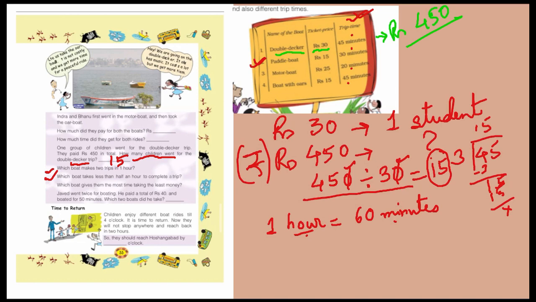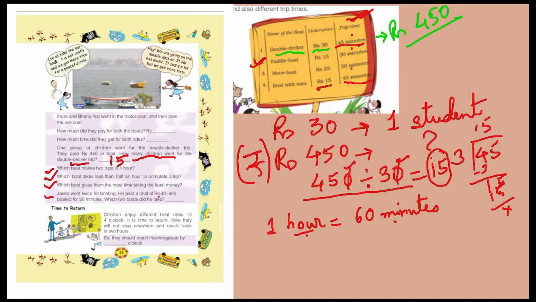Fine. Next, which boat gives them the most time, taking the least money? So here also again we go to the trip time. Which gives most time? You can see here 45 minutes, 45 minutes. Boats give equal amount of time, but which is cheaper? Boat with oars is cheaper. So boat with oar gives them the most time, taking the least money.